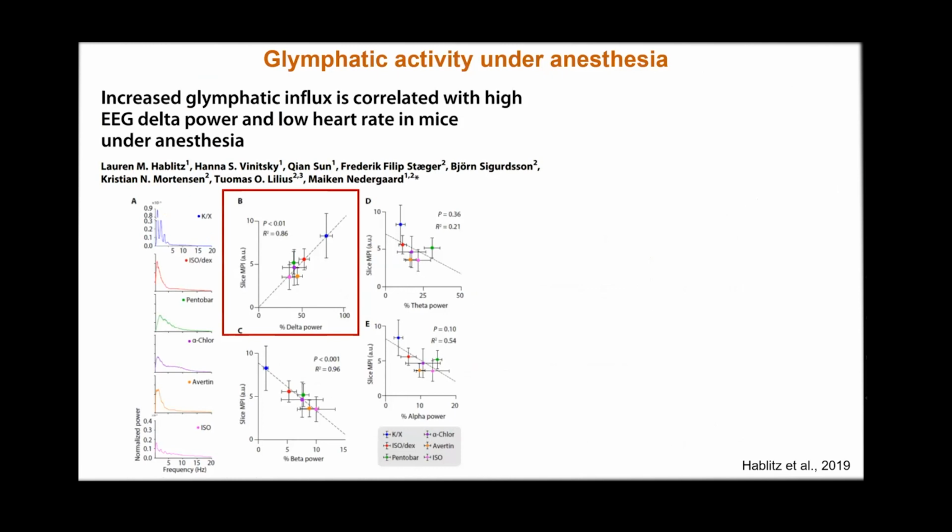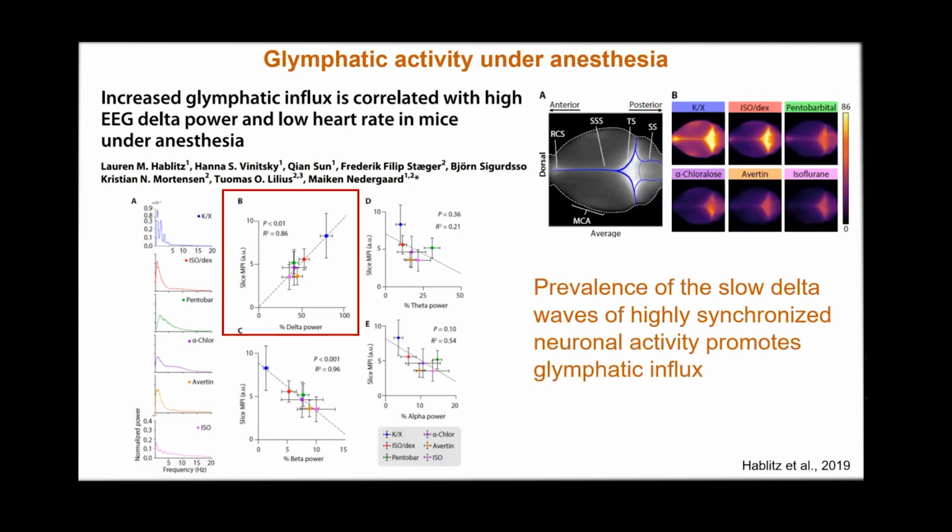And similar to sleep, anesthetic regimens have a similar effect in inducing a sleep-like state. And this was the first study where they showed that the rate of glymphatic influx can be correlated to the prevalence of high EEG delta power and also to the low heart rate variability. And here they have used several different anesthetic regimens, and they showed that a cocktail of ketamine and xylazine induces almost like a sleep-like state with an increased glymphatic influx compared to isoflurane.